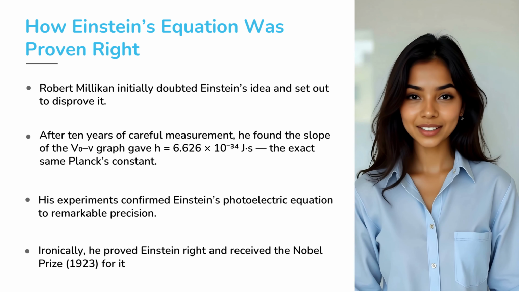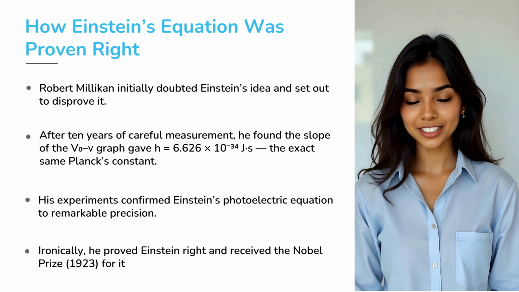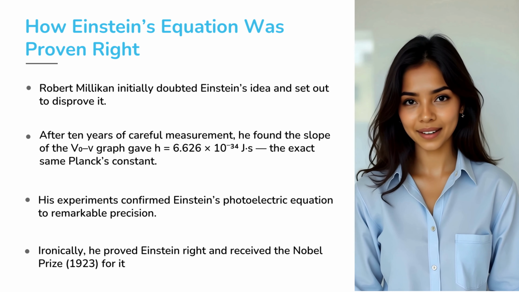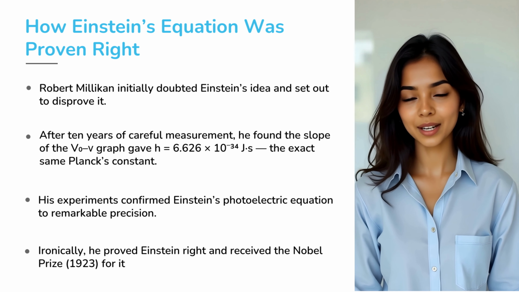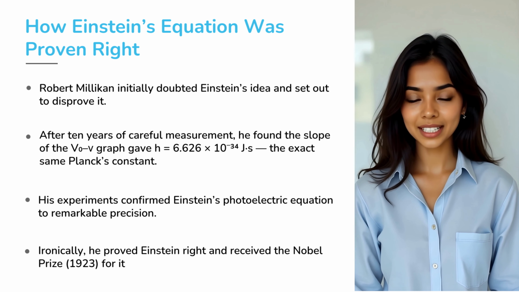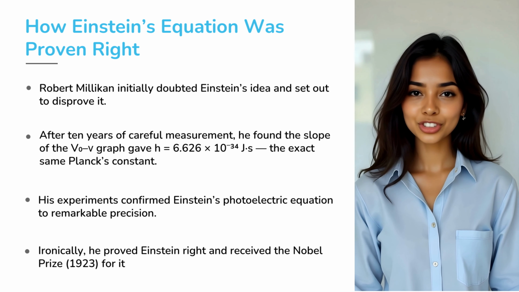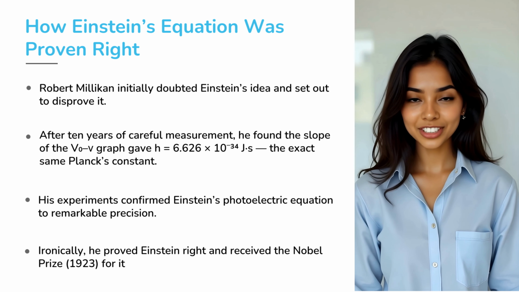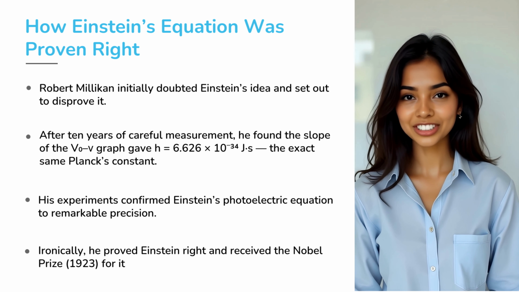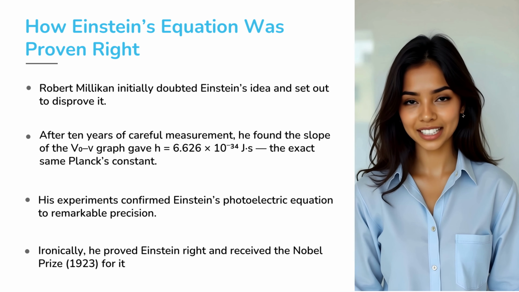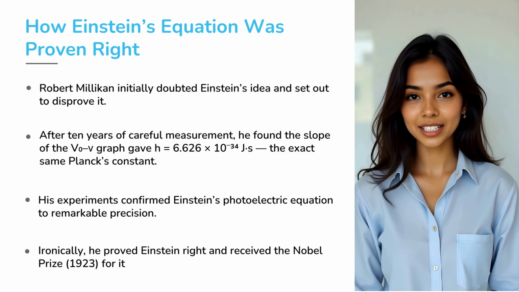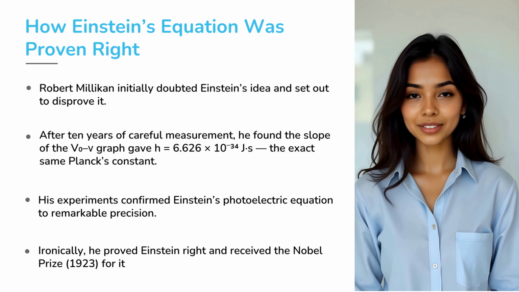In 1916, Robert Millikan decided to test Einstein's photoelectric equation. At first, he didn't believe it. He thought light couldn't possibly act like a particle. But after 10 years of precise measurements, he found something incredible. When he plotted stopping potential V naught against frequency nu, the line was perfectly straight, and the slope gave the value of Planck's constant 6.626 times 10 raised to the power minus 34 joule-second, exactly the same as that obtained from Planck's theory of blackbody radiation.